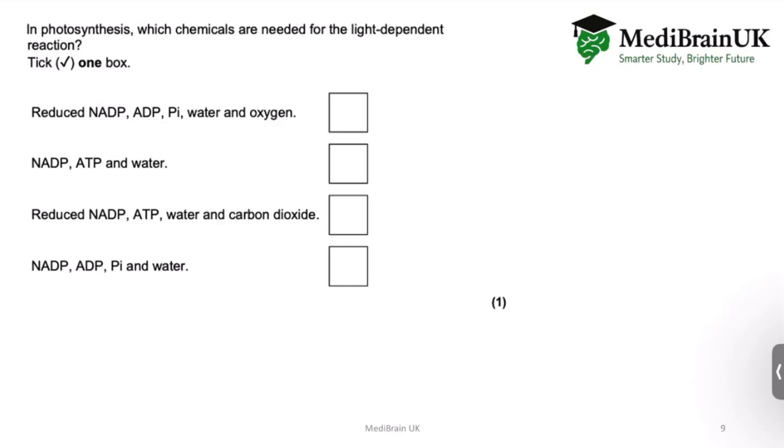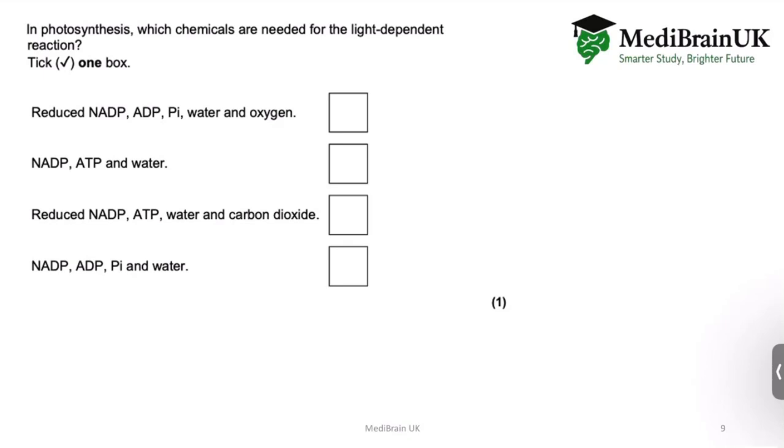So we've got reduced NADP, ADP, PI, water, and oxygen. So we know that for the light-dependent reaction, oxygen isn't really needed. We need water, we need ADP, and we need PI because those are the two things which are going to pass through ATP synthase. We don't need reduced NADP. That's what's going to be formed in the light-dependent reaction. So it's not going to be the first one.